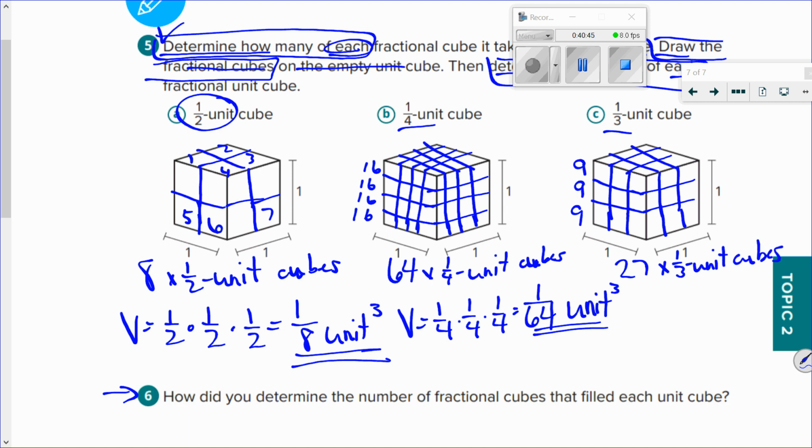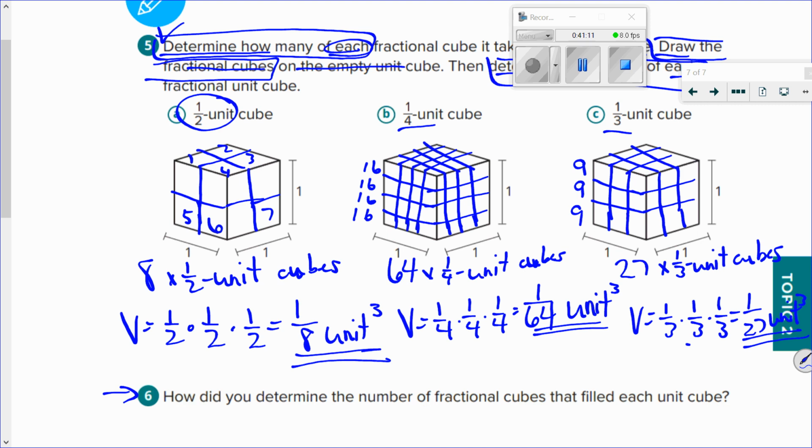My volume, 1/3 times 1/3 times 1/3. 1 times 1 times 1. 3 times 3 times 3 is 27. And that is cubic units. Do not forget that all my units today will be to the third power because I'm doing 3 different dimensions, length, width, and height. Making sense so far?